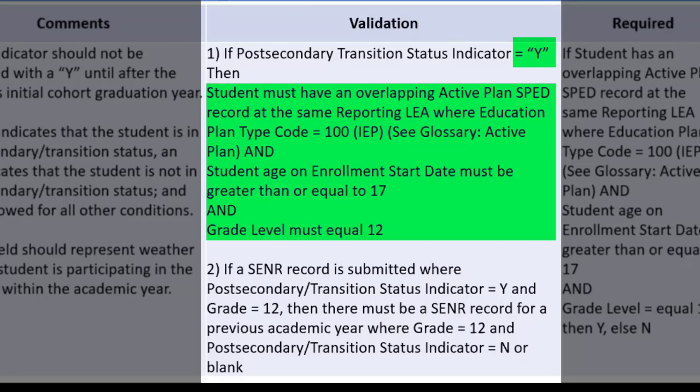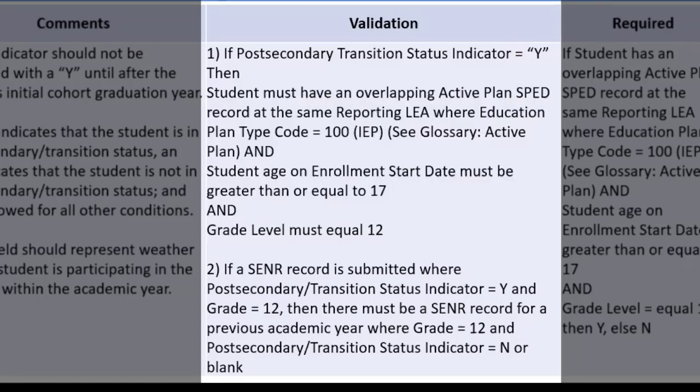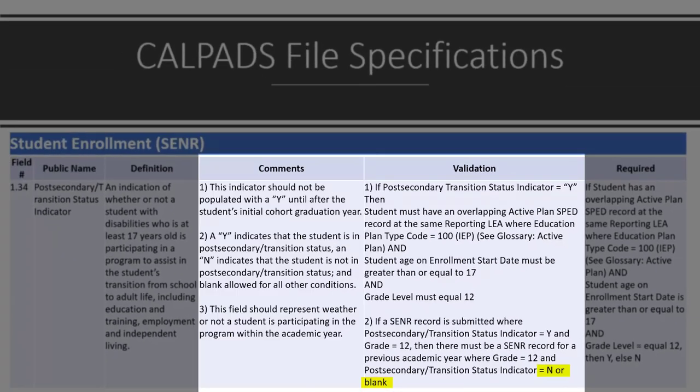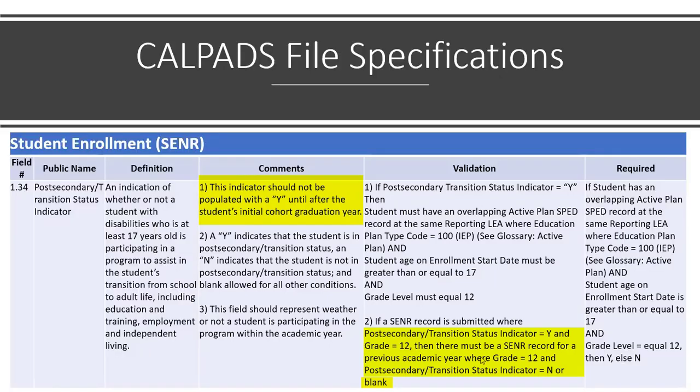Got it. Second, if a SENR record is submitted where the post-secondary transition status indicator equals Y and the student's in grade 12, then there must be a SENR record for the previous academic year where the student is grade 12 and the post-secondary status indicator is no. And so that second part of the validation goes directly with number 1 in the comments column, right? Record from the previous year where the student was in grade 12 and the transition status indicator was no or blank.